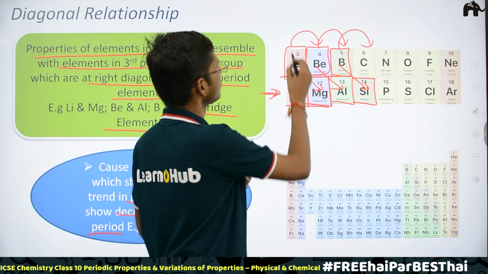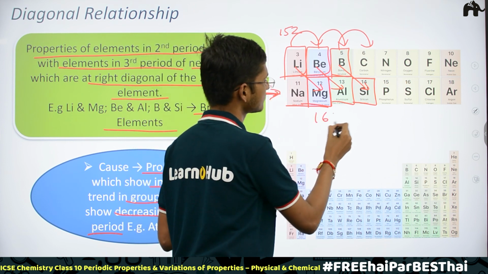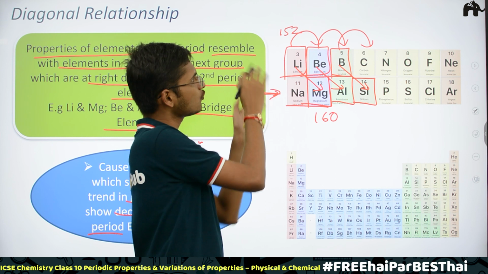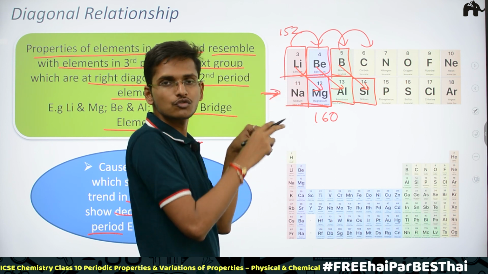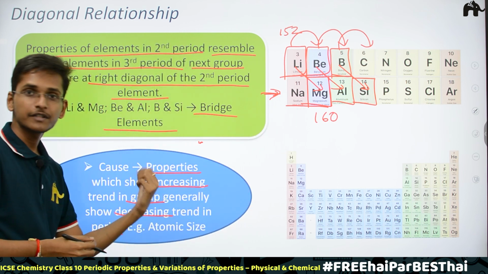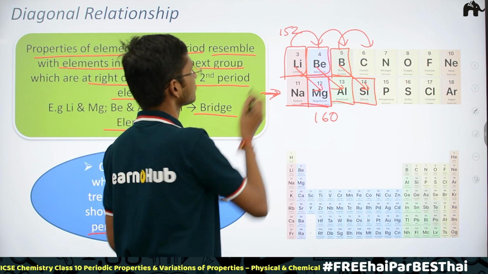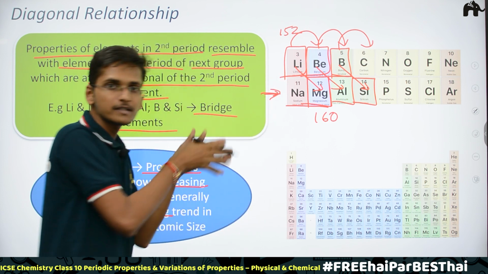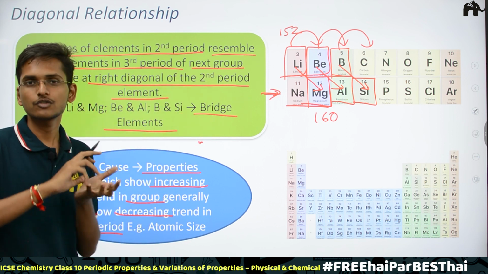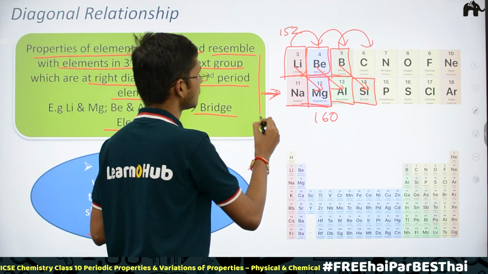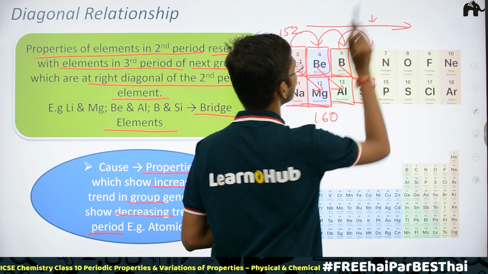Now here in the case of lithium, the atomic size is 152 picometer, while in case of magnesium the atomic size is 160 picometer. Now let's understand why their atomic sizes are quite similar to each other. 152 and 160 are quite close. So why is this so? The reason is as follows. Atomic size generally has an increasing trend down the group and a decreasing trend across the period. It increases as we move down the group and decreases as we move across the period.